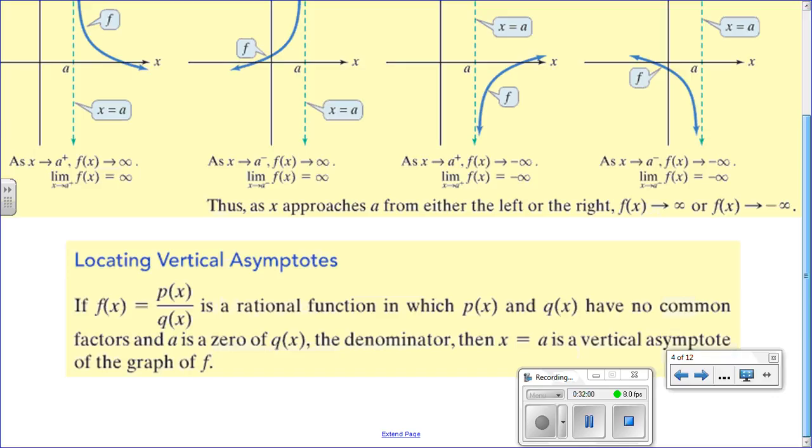To find vertical asymptotes, you take the denominator, you create that equation equal to 0, and the value that you find for x will be your vertical asymptote, which is also the exclusion of the domain. We're going to stop the video here.